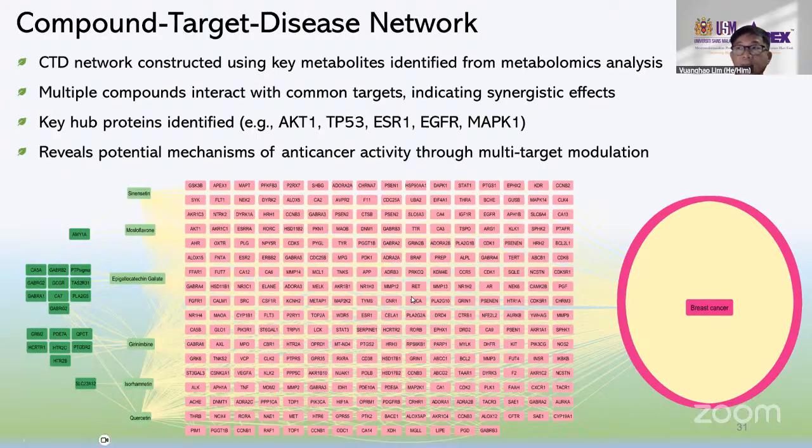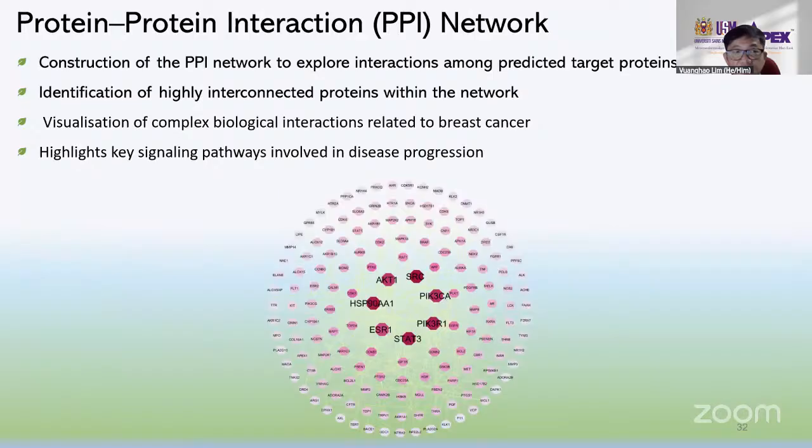So from here, we try to do a protein-protein interaction network. To better understand the relationship among these target proteins, we constructed a protein-protein interaction, which is the PPI network. We could see that from the proteins we have obtained here, the highly connected proteins, we refer to as hub proteins. They play central roles in biological processes. Therefore, targeting these proteins may produce greater therapeutic effects than targeting isolated proteins.